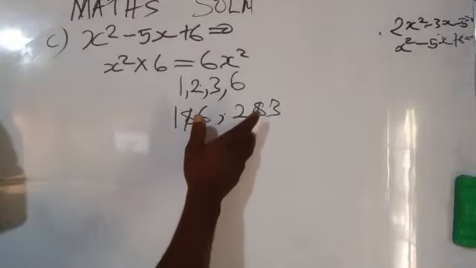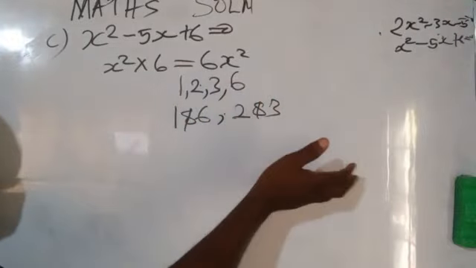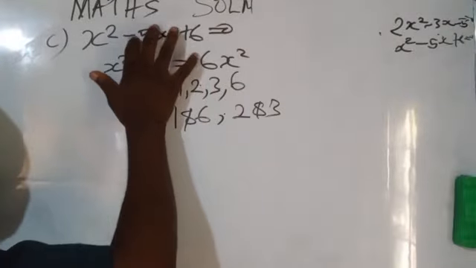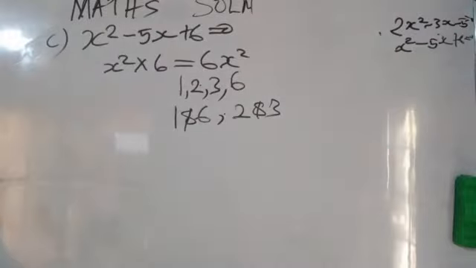So, since we are using all of them positive, positive 2 and positive 3 will give us positive 5, but it is not what is here. What is here is minus, negative 5. So that one is gone.